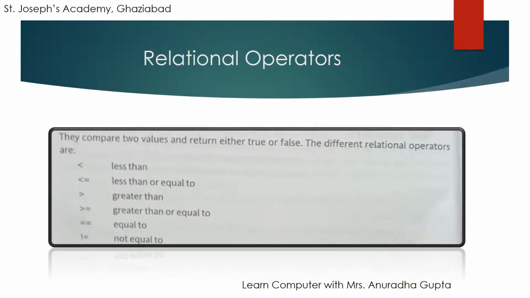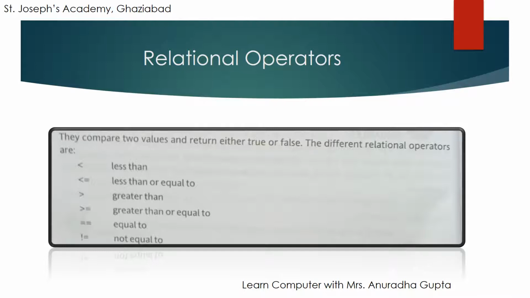Let's move to the second type of operators, that's relational operators. They compare two values and return either true or false. The different relational operators are less than equal to, greater than equal to, and the last one is not equal to. All these relational operators compare two values and return true or false.